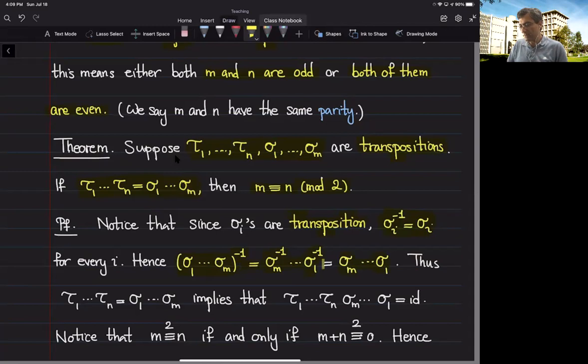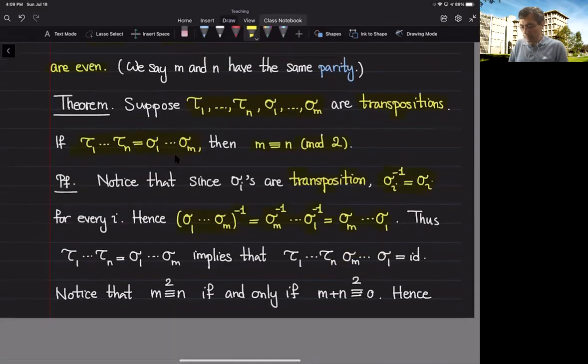Okay, so that's the inverse of this product. I'm going to multiply both sides of this equality by the inverse of this side, and I end up getting that the tau sub i's times the inverse of this side, which we just computed, should be identity.